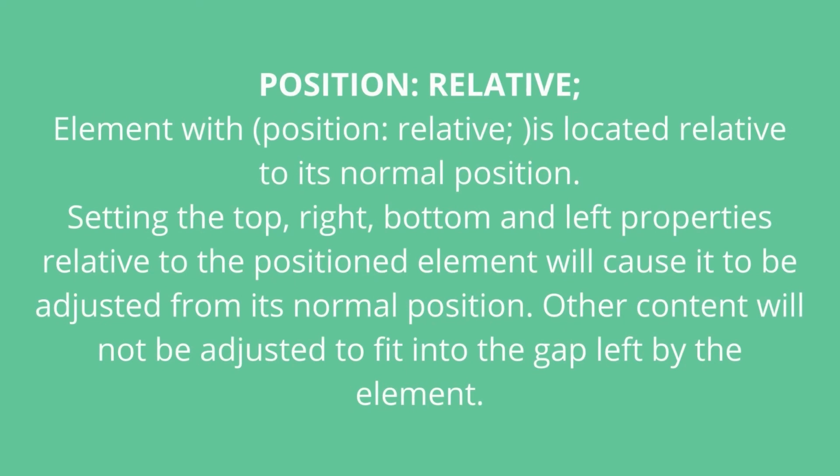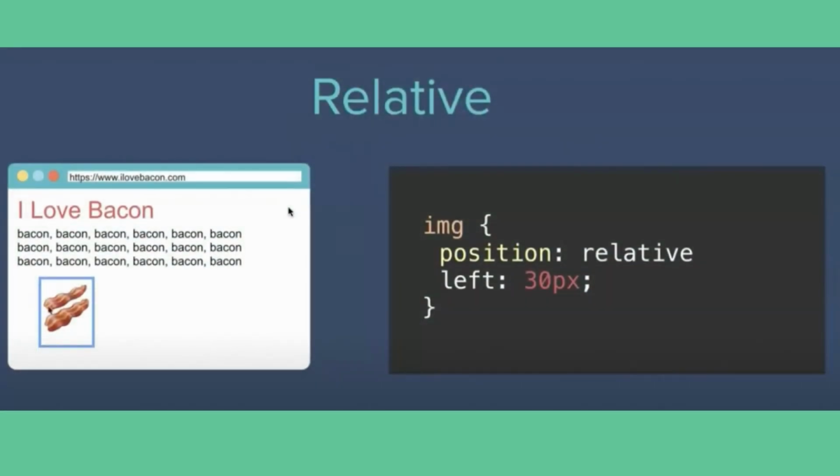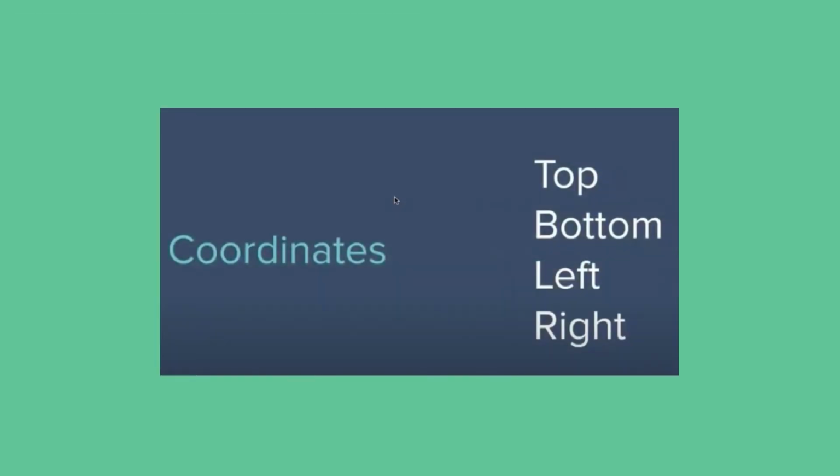The next is called relative positioning, and it allows us to position the selected element relative to how it would be positioned if it were static. In this case, we change the position property to relative instead of static, which is the default. And there are four coordinate properties, top, bottom, left, and right, that are set to determine how the element is moving.